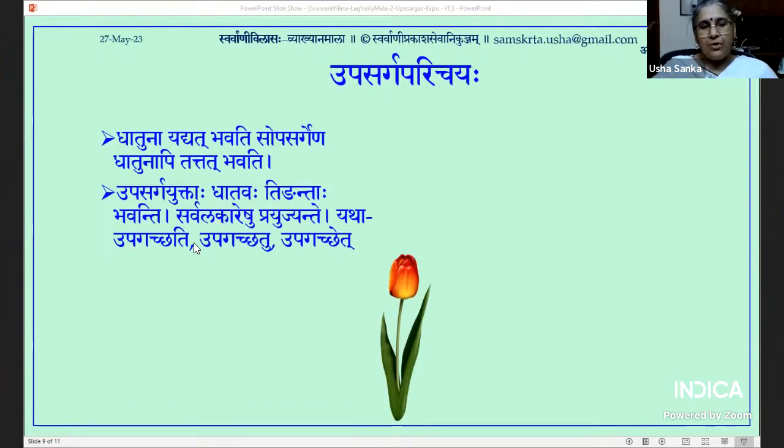So like upagachati, upagachatu, upagachet. All these, upagachet, upagachetam. Don't think that is only one form. Upagachet is not one form. So upagachet, upagachetam, upagacheyuh. In that way, all this 3 into 3 grid will come. So 3 into 3, 3 into 3, 3 into 3 into 10, because there are 10 lakaras. Got it? So the 10 lakaras, 3 into 3s. How many forms? 3 into 3, 9. 9 into 10, 90.